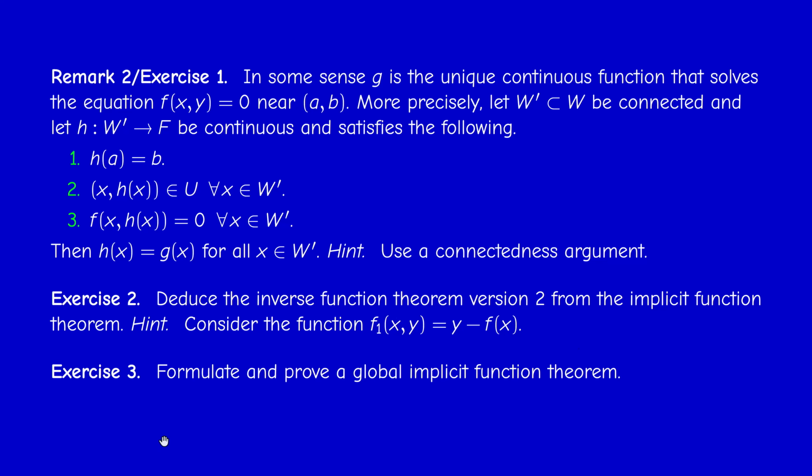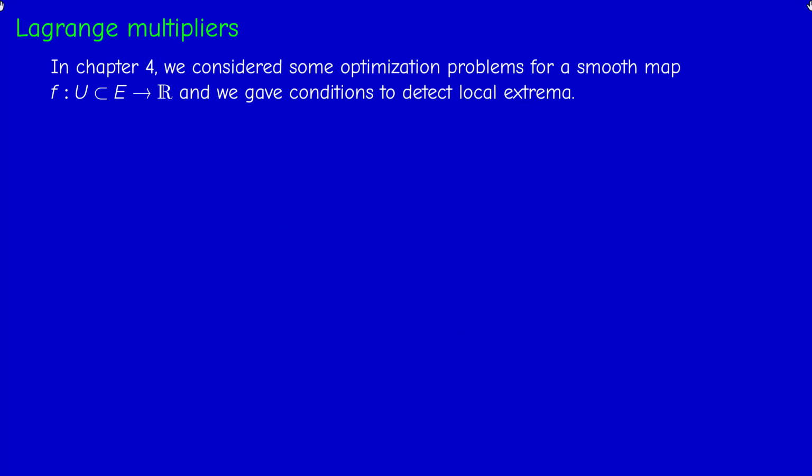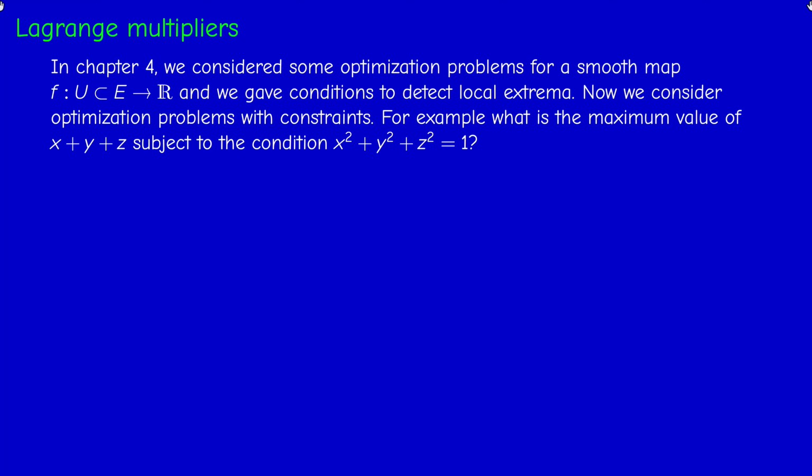Okay, and last exercise, formulate and prove a global implicit function theorem in the same spirit of corollary 5.2. Okay, and now I'll end with an application to Lagrange multipliers that you may probably encounter in first year. So what is the problem?